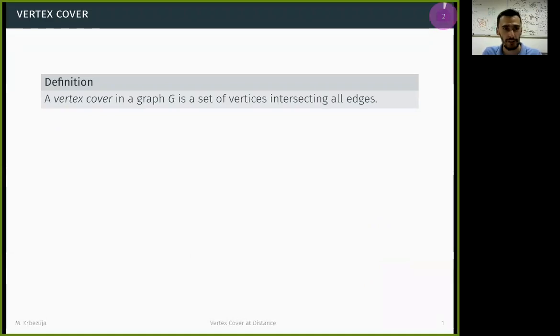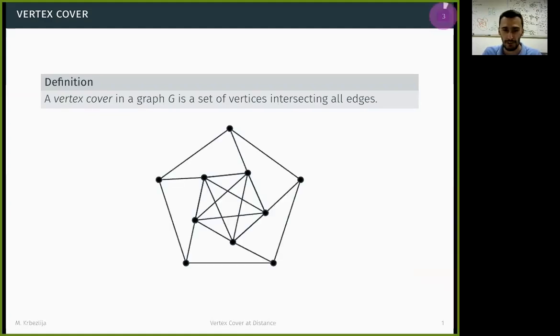Let's start with some definitions. A vertex cover in a graph G is a set of vertices intersecting all of its edges. If G is the following graph, then this set of red vertices is a vertex cover because every edge of the graph has at least one endpoint that is a red vertex.